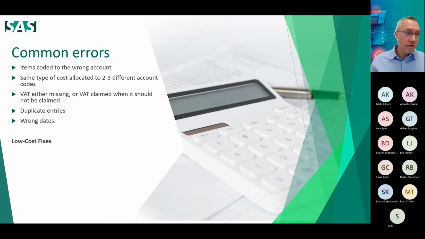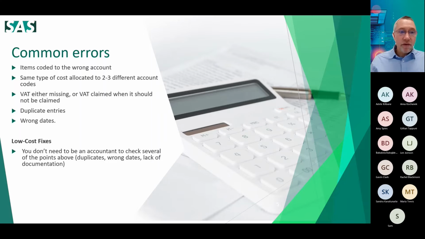In terms of low-cost fixes, there's a number of things that I can recommend here. The first one is that, provided you know where to look in your accounting system and you know how to pull off certain reports, and we can definitely help you with that, you can look and find these for yourself. So in other words, you can review the numbers and filter out duplicates, wrong dates, or lack of documentation simply by checking these. And to be fair, you don't need to be an accountant to do that. You could check that yourself.